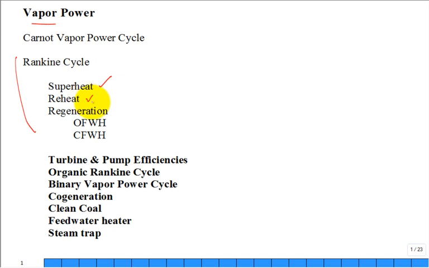You'll have reheat going back for at least one reheat in a real power plant. You'll have different types of feed water heaters. You could have more than one type of feed water heater. Today I'm going to talk about efficiencies.